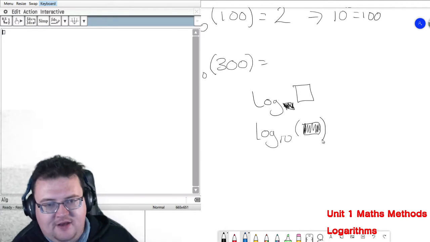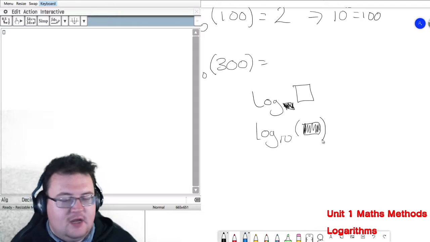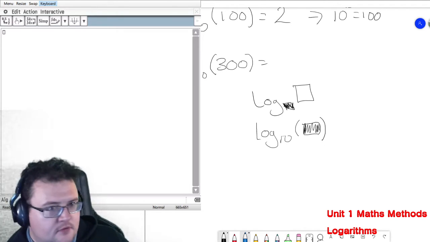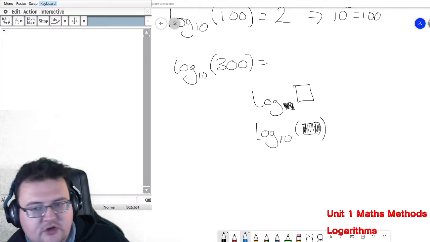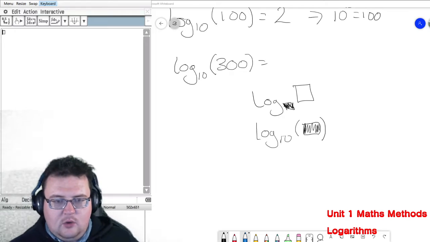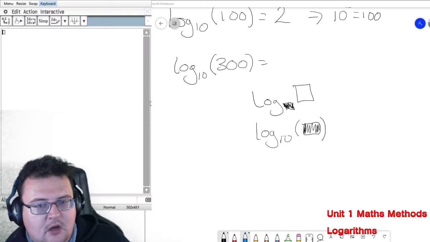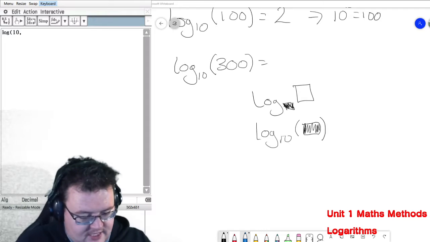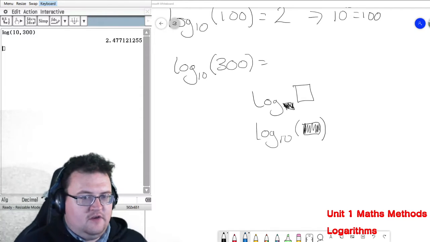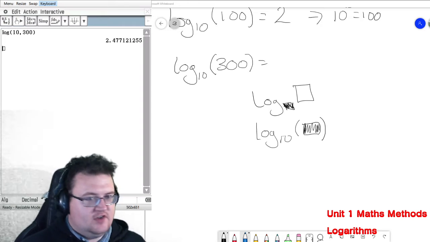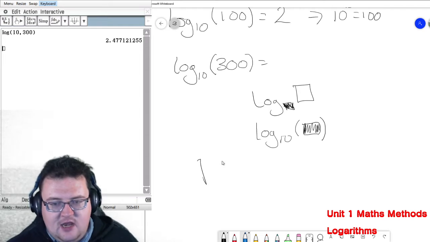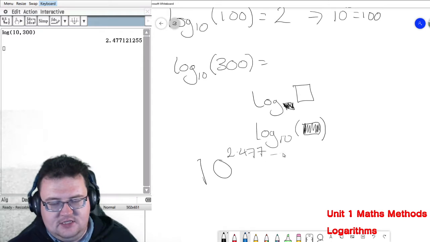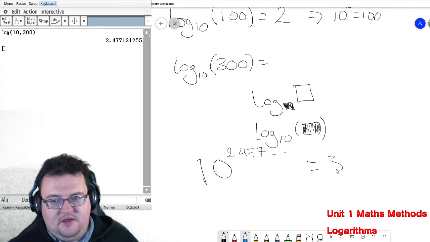But for now, to solve the problem that I've got above me, log 10 of 300, I can put in my CAS, I can find the log 10 button, and then just type 300. And it will give me the answer, 2.477, etc. So, if I was raising 10 to the power of 2.477, then that answer would be 300.